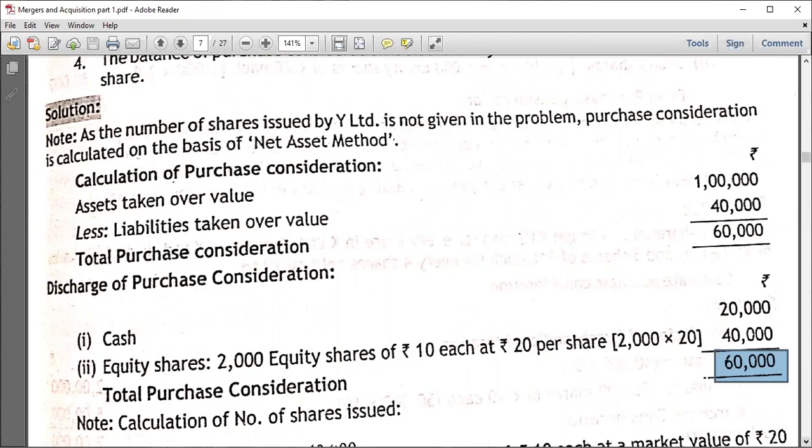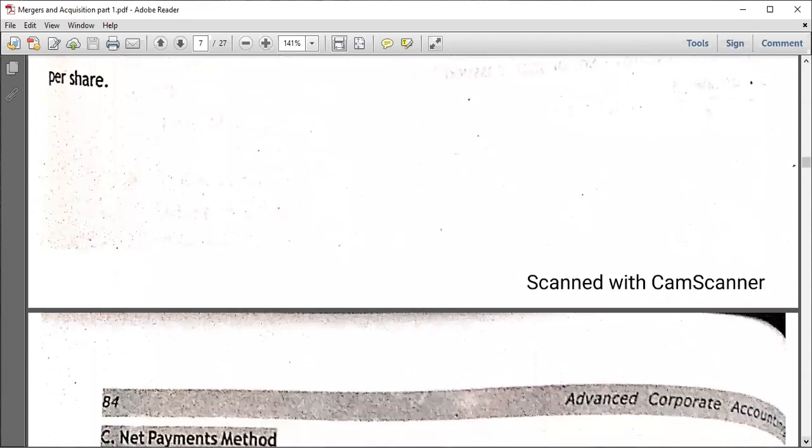Now, in the next video, we will discuss the net payment method in detail.